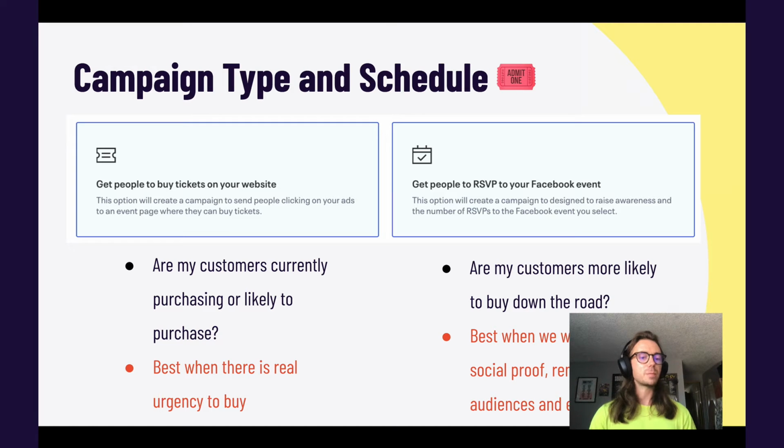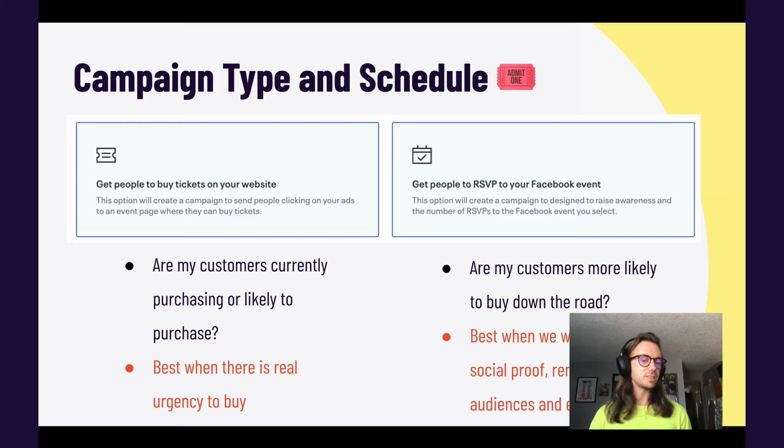So let's start off by talking about the campaign type and schedule. I have a few questions here that you can ask yourself to determine what type of campaign you should be running. The option on the left that we're seeing right here, get people to buy tickets on your website, commonly refers to what's called a link click or conversion ad on Facebook, if you've ever run one of those. Basically, that's a fancy way of saying we're running an ad campaign that goes straight to your Eventbrite ticketing pages or your website, normally where it's easiest and most accessible for your customers to purchase and register.